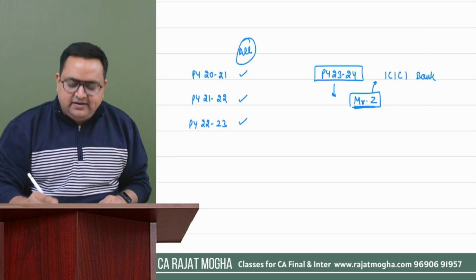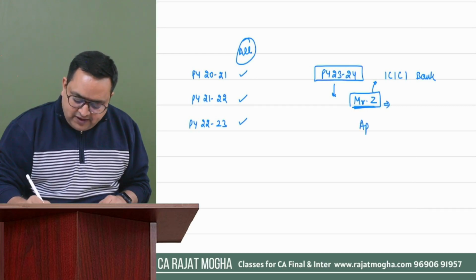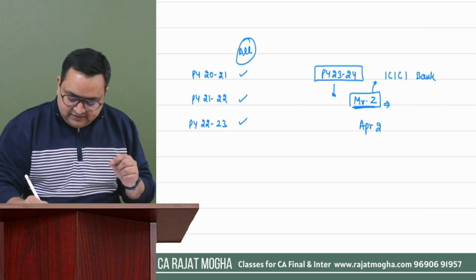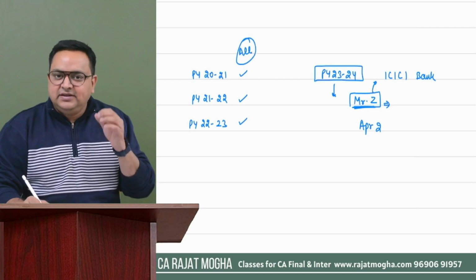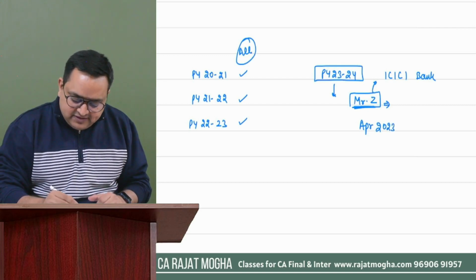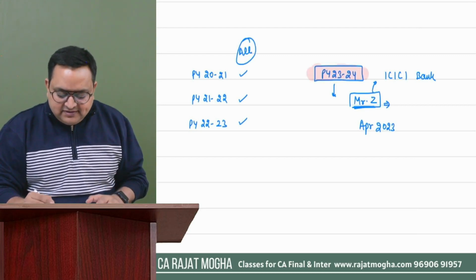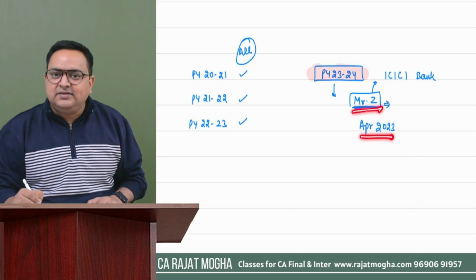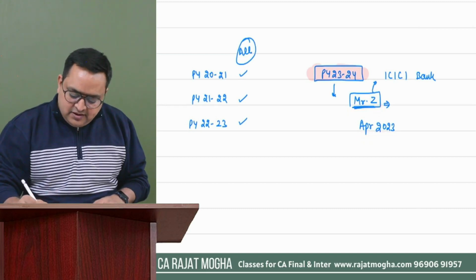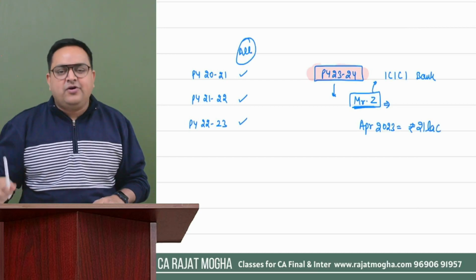And Mr. Z is withdrawing the amount in the month of April. Please remember, guys, this is specifically in the month of, let's say, April 2023. This is previous year 23-24. We have the first month, and Mr. Z, in the very first month, is withdrawing rupees 21 lakh.